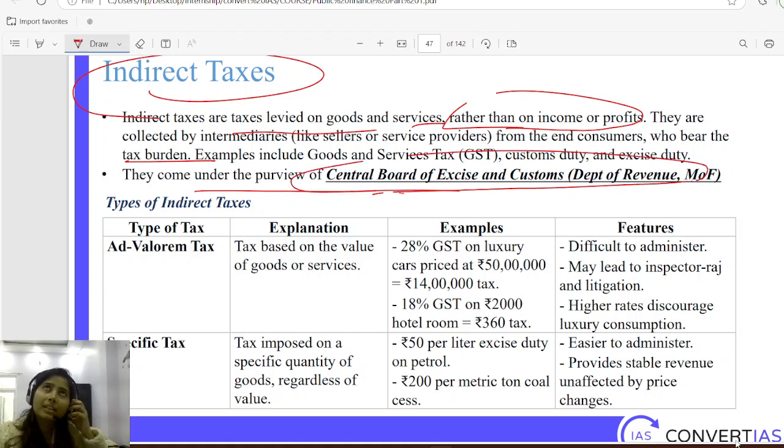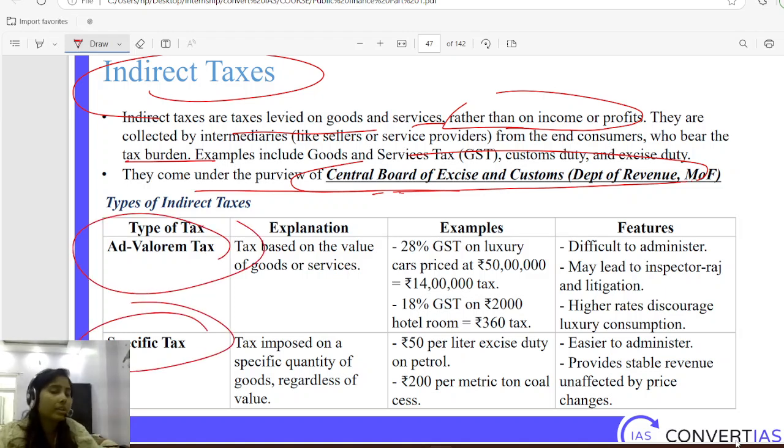So I have already explained that in the Department of Revenue there are different forms of committees or different types of departments. CBDT, Central Board of Direct Taxes, for all sorts of direct taxation, and the Central Board of Excise and Customs for indirect taxes. They are mainly of two types: specific tax and ad valorem tax. Ad valorem tax is based on the value of goods and services. If you are producing 100 rupees worth of goods and services, you will be paying, suppose, 18% GST. But if you are producing, suppose, 1000 rupees worth of goods and services, then you will be paying a higher amount. So ad valorem tax is based on the value of goods and services.